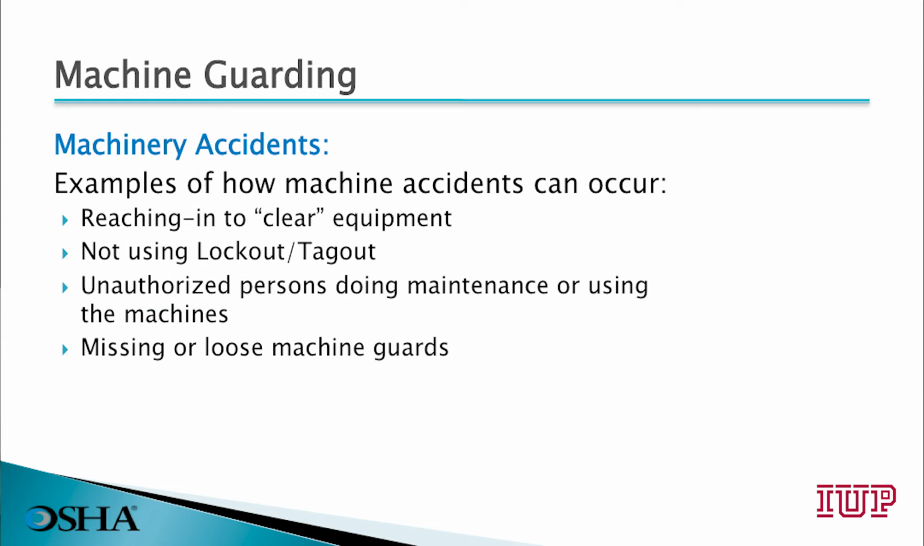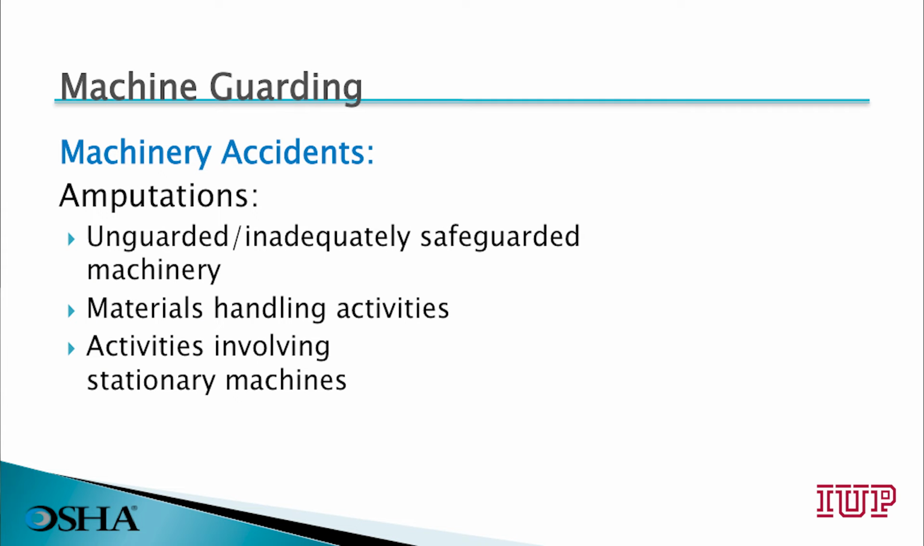Here are a couple examples of how machine accidents can occur: when a worker reaches in to clear equipment, not using lockout-tagout, unauthorized persons doing maintenance or using the machines, or when there's missing or loose machine guards. Amputations are a serious hazard. Amputations can occur anytime there's unguarded or inadequately safeguarded machinery, during material handling activities and activities involving stationary machines.